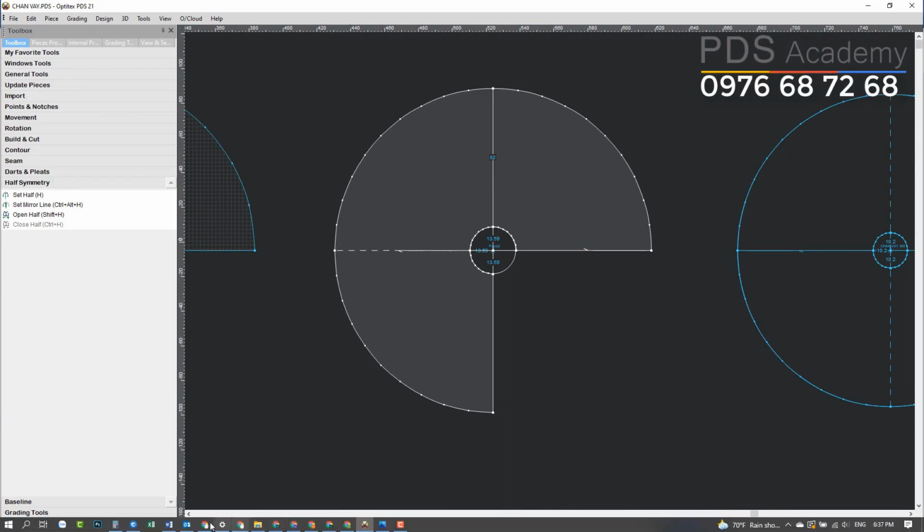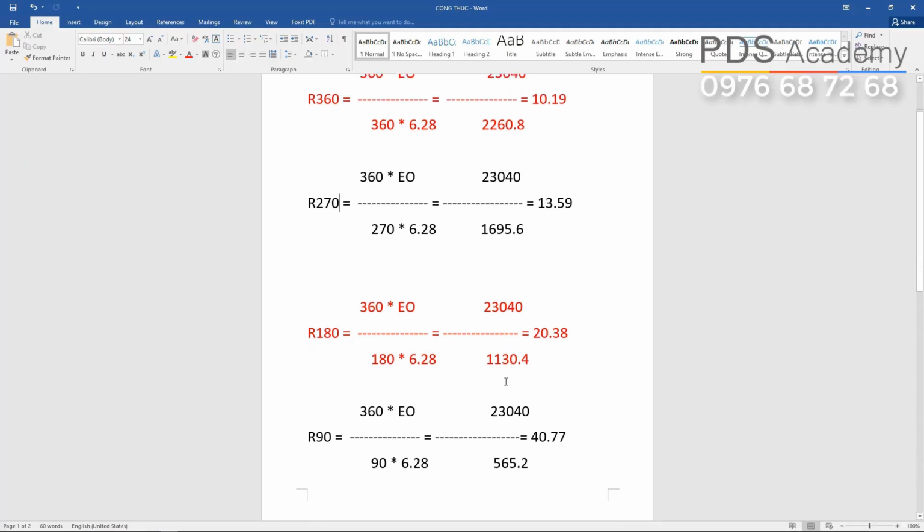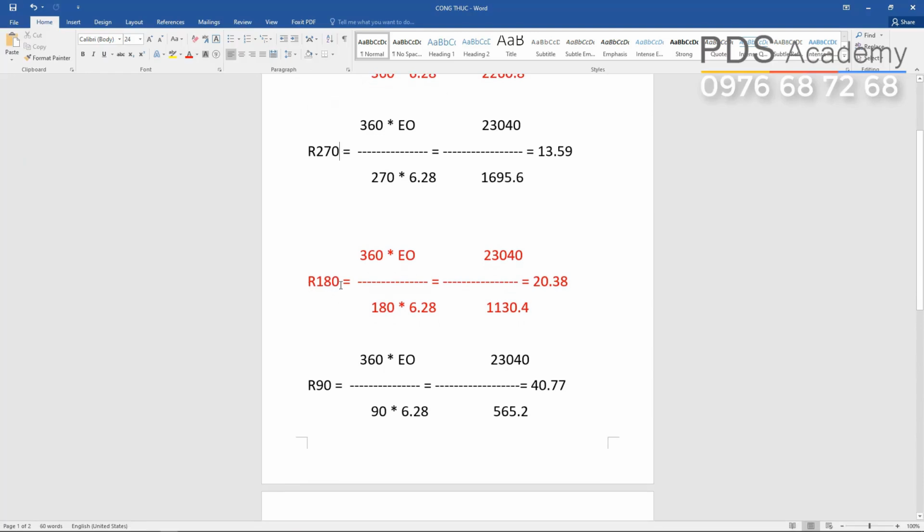Next, for another example, if you want to create a 180-degree skirt, you will do the exact same thing. Here, you simply multiply 360 times L. Here I'm using L as 64, okay? I'm giving an example where the circumference L is 64. And 180 times 6.28 gives you 20.38.